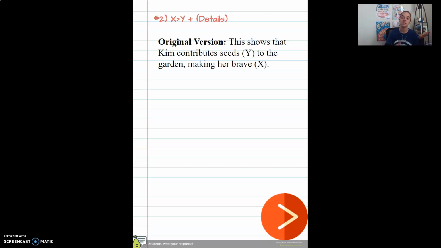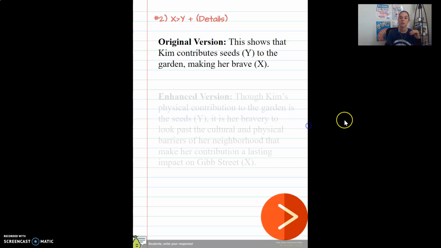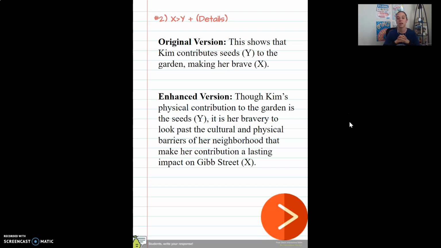To write that sentence then, I would say, though Kim's physical contribution to the garden is the seeds, Y, it is her bravery to look past the cultural and physical barriers of her neighborhood that make her contribution a lasting impact on Gibbs Street, X. So X is greater than Y in this case because, yes, the seeds were important, but really it's her bigger impact on everybody else that's going to affect the course of the story, right? The course of the neighborhood, the course of these people's lives. So that's where X is going to be greater than Y, and I'm going to explain it.